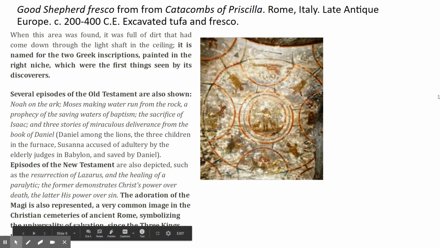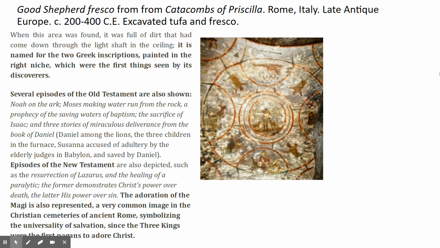In particular, we'll see an image of the adoration of the Magi, which are the three wise men, the three kings that come to witness Christ's birth. Why is that important? Because they're considered the first three pagans, that would be non-Jewish worshipers of Christ.